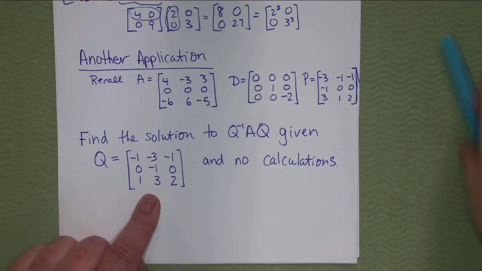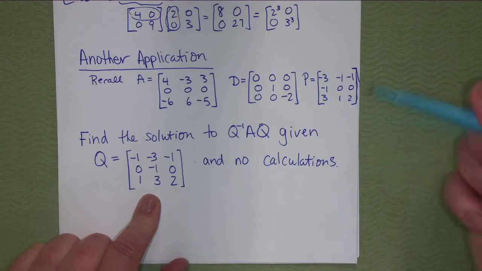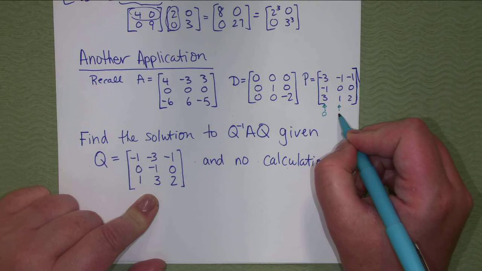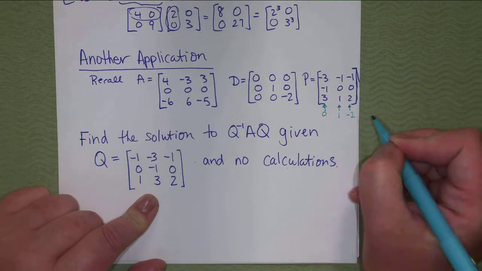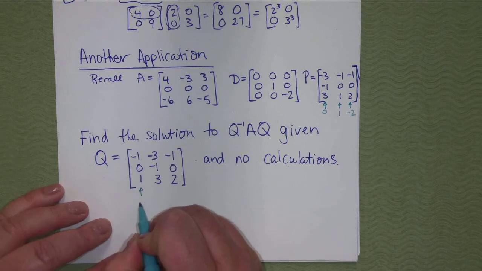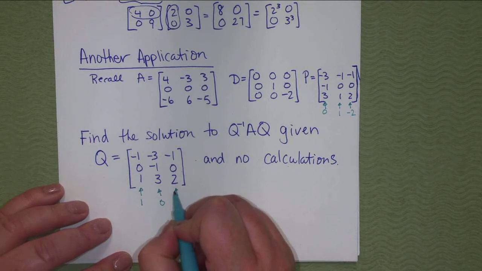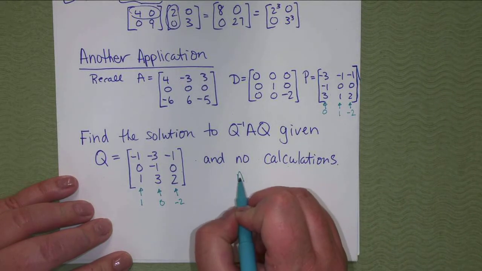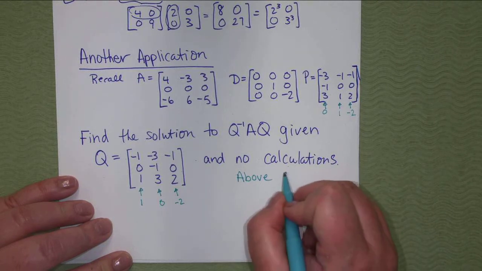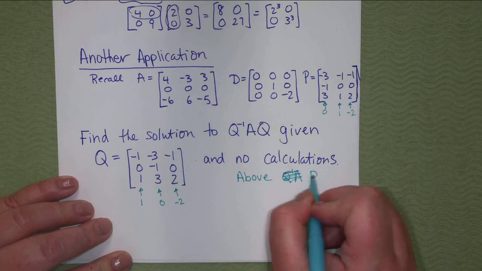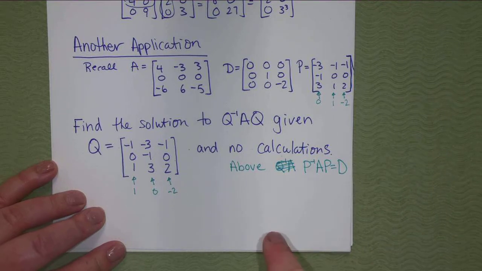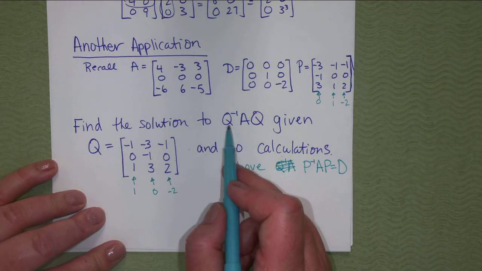Okay, so column 1 and 2 are switched. Now in P, what was the eigenvector value for this first column? 0. And this one? 1. And this one? -2. Now what did I do? 1, 0, -2? Okay. So above, Q inverse P inverse AP is equal to the diagonal. That's the same equation, just rearranged. Solve for D instead of solve for A. And I want Q instead of P.